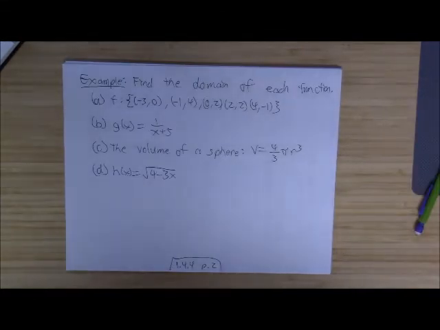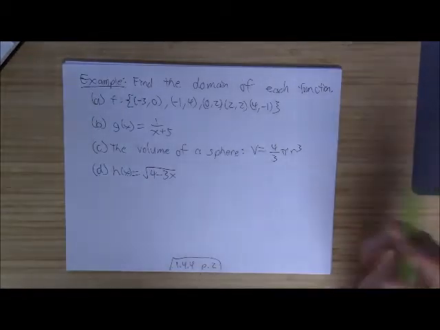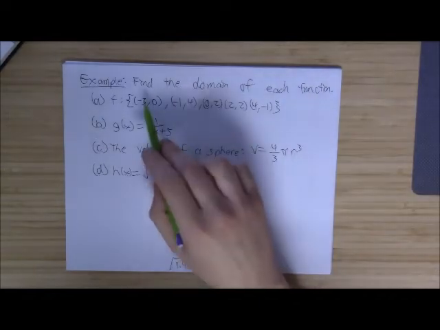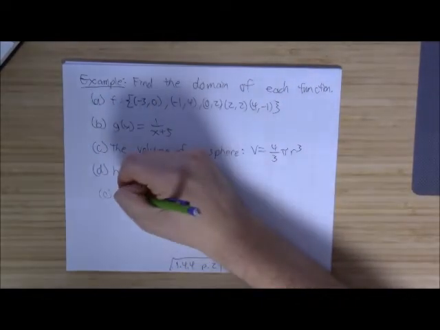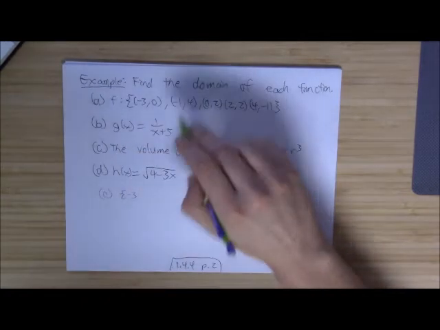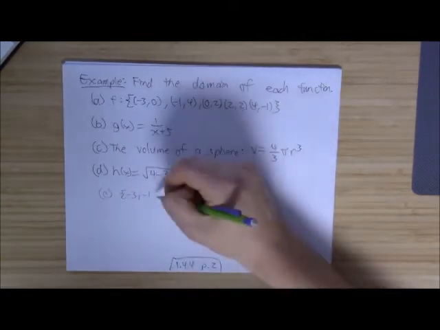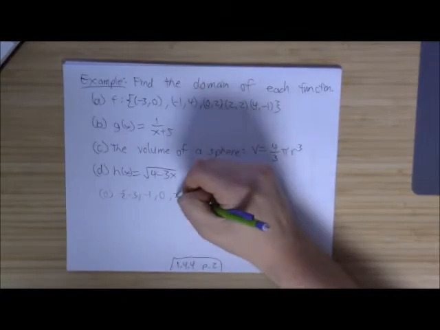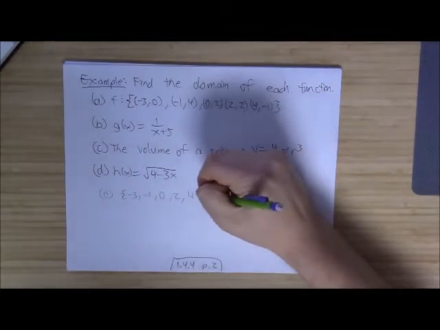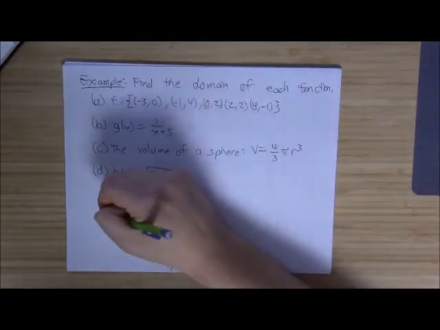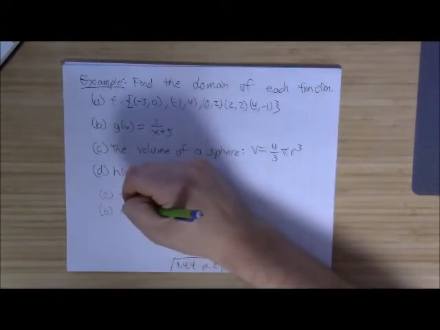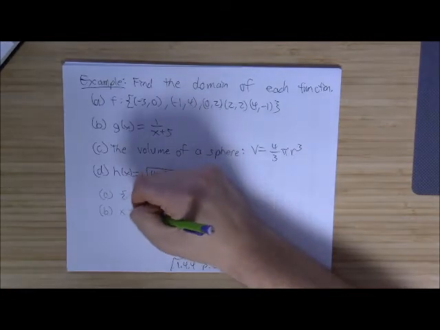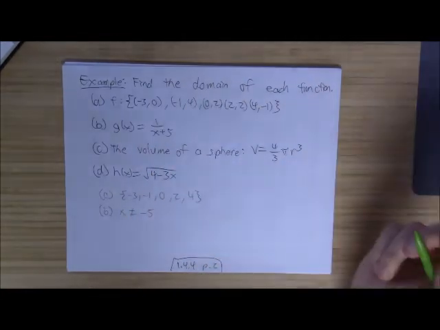Let's find the domain of each of the following functions. For the first function, this is just the set of all the input variables. So here, the domain for a would just be -3, that's one of our inputs, that's another input, 0, 2, and 4. For b, we know that x plus 5 cannot be 0, which means that x cannot equal -5.